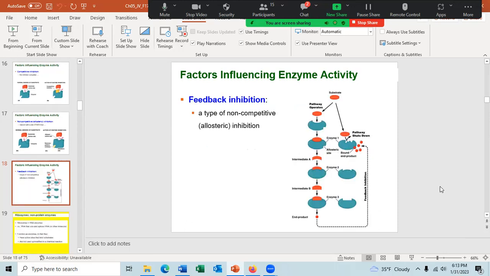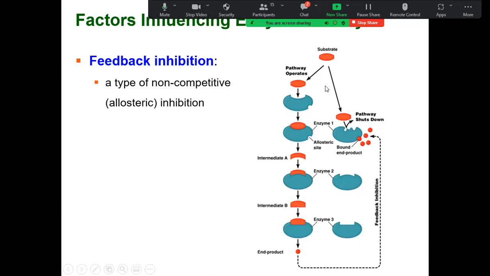All right. There are different factors that can influence the amount of enzyme activity, and one is feedback inhibition. Feedback inhibition is a type of allosteric inhibition. So with this metabolic reaction, we have a substrate which is converted by enzyme 1 into intermediate A, which is converted by enzyme 2 into intermediate B, which is converted by enzyme 3 into the end product.